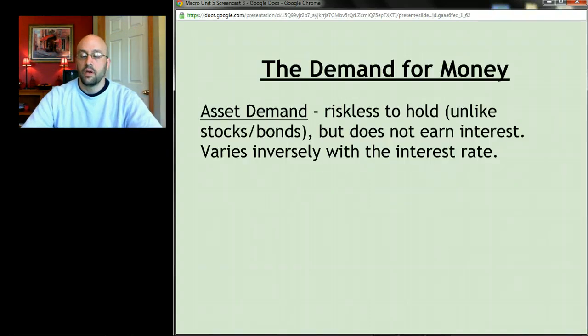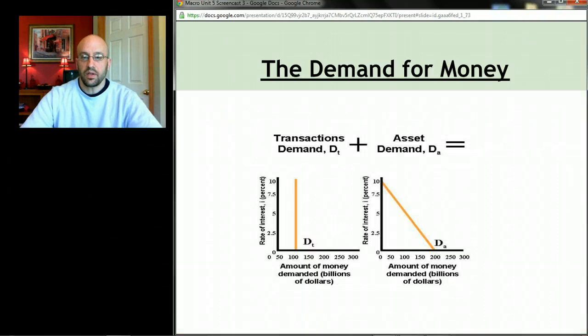So the asset demand varies inversely with the interest rate, because if interest rates are high, people aren't going to want to keep money in their pockets, they're going to want to keep it somewhere else. When interest rates are low, there's less opportunity cost to keeping money in your pocket. So asset demand looks like this. It's a downward sloping line, varying inversely with the interest rate. Again, at high levels of interest, people don't want to keep money in their pocket because they're losing out. And at low levels of interest, you might keep more money in your pocket.